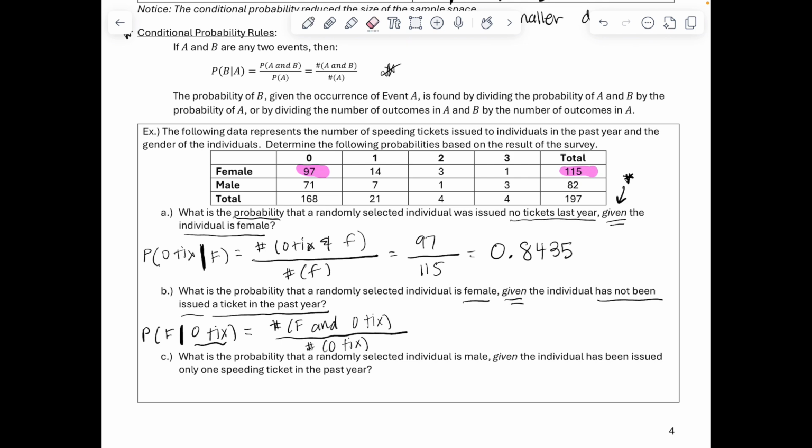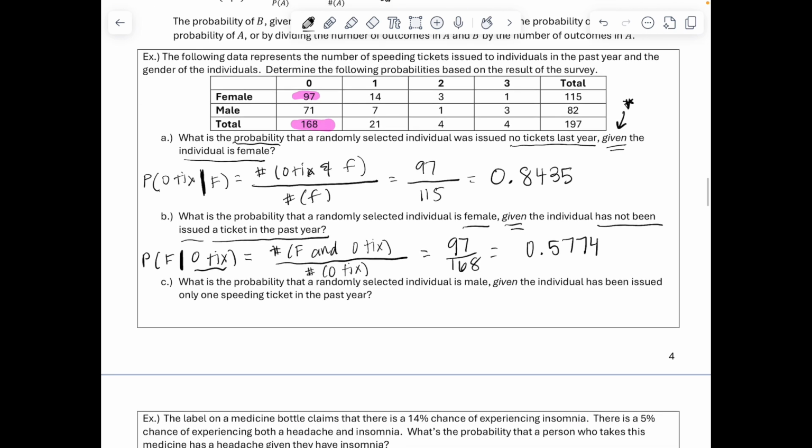And so for this, in the denominator, we are going to have the number of people that have 0 tickets. And the total that we have is 168. And then the numerator, it says they're female and they have 0 tickets. And that's that 97 like we saw in the previous part. So 97 divided by 168. Dividing on our calculator, rounding to 4 decimal places, we get 0.5774.